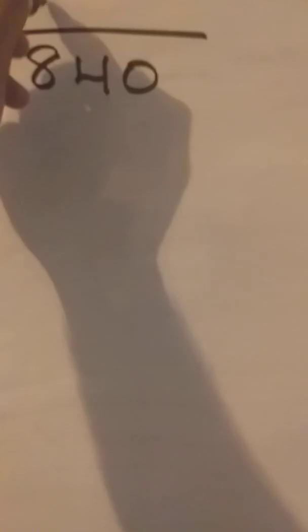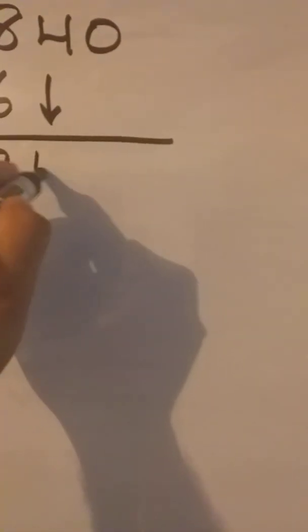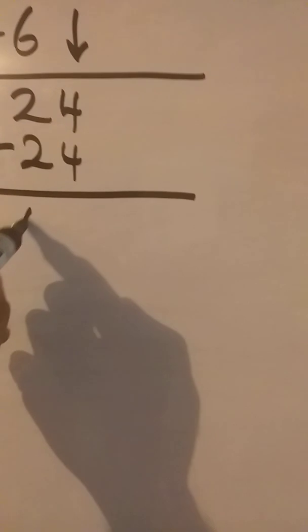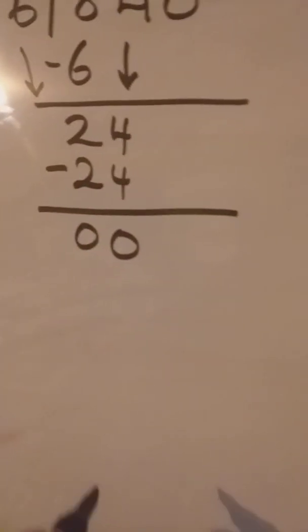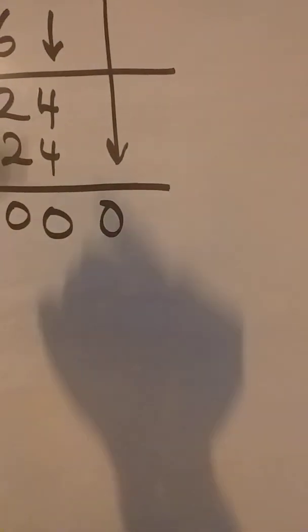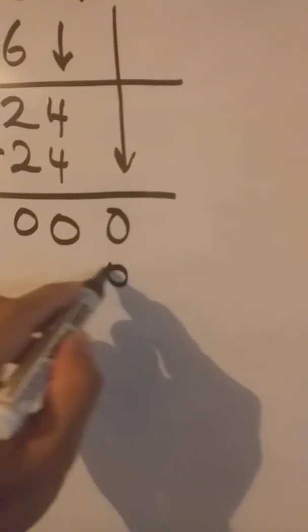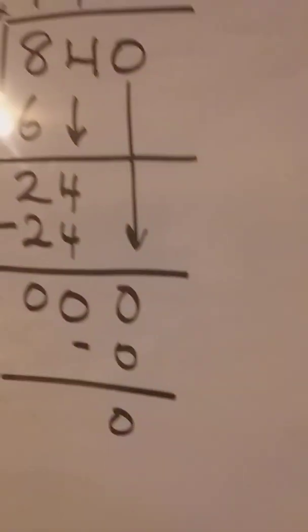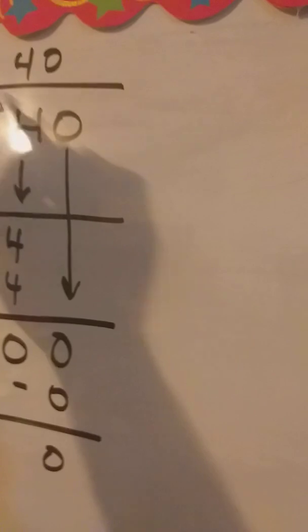6 into 8 is 1. 1 6 is 6. Take away that, you'll remain with 2. Bring down the next digit, and now we are dividing in this direction here. 6 into 24 is 4. 4 6s, 24. Take away 24, you get 0. Bring down the last digit, which is 0. 6 into 0 is 0. And that's it. So he paid $140 per night.